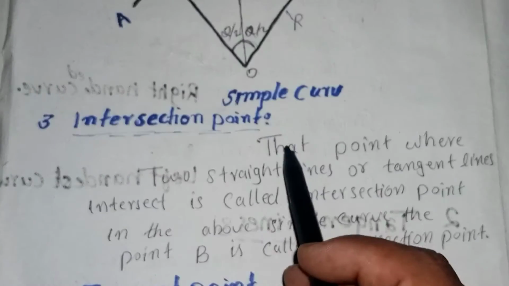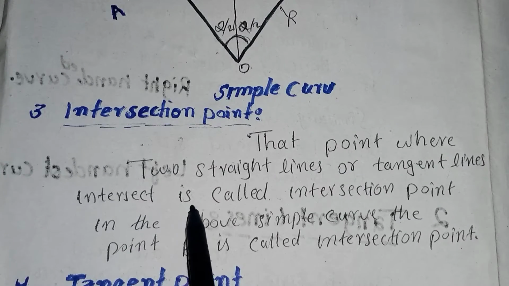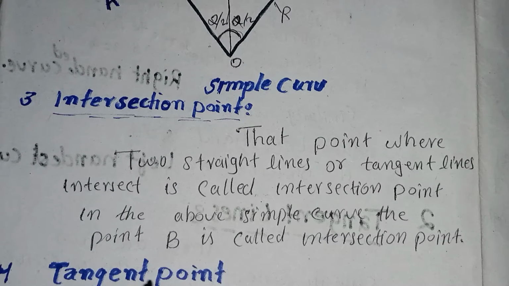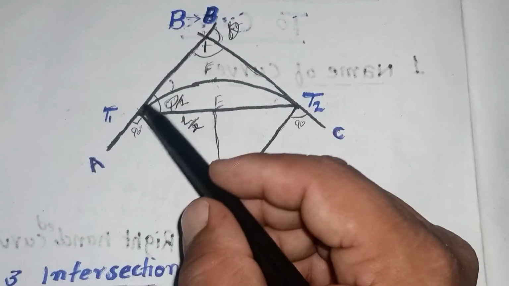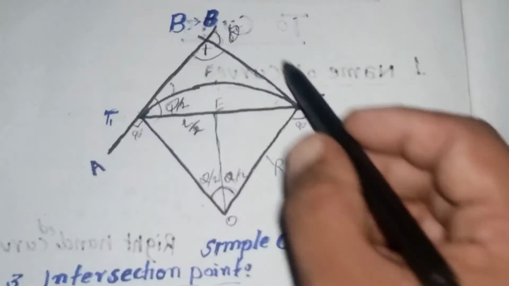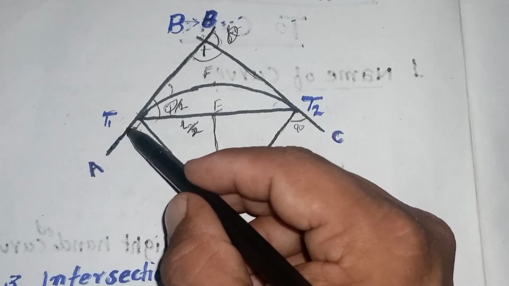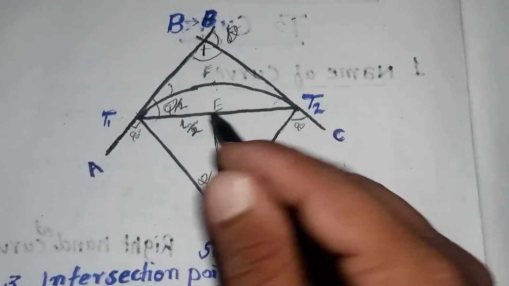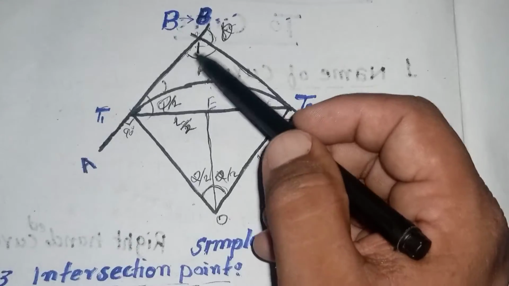Third, intersection point. The point where two straight lines or tangent lines intersect is called the intersection point. In the above simple curve, the point B is called the intersection point. So this is a simple curve which we have drawn here. These are two straight lines, this is the tangent line, and this is the curve, which is a continuous line as the progress line that deflects to the right side. This is called a right-handed curve.